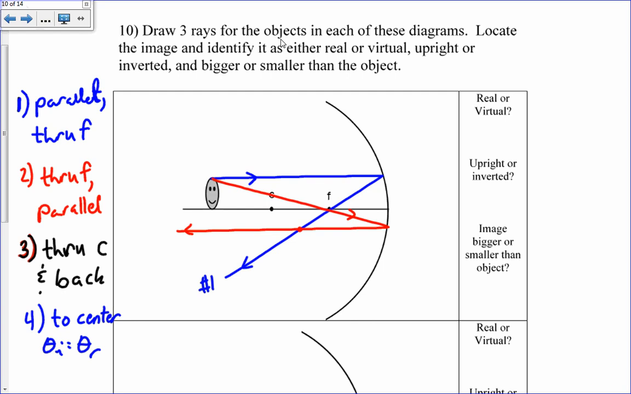Through the center of curvature and back again. It's going to draw a line through the center of curvature. It's going to come to the mirror, and then it's going to reflect back on itself. And then finally to the center of the mirror and follow the law of reflection.